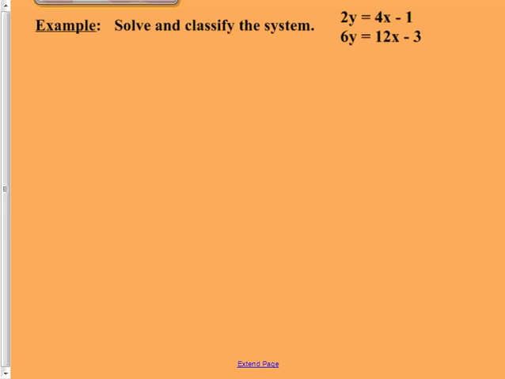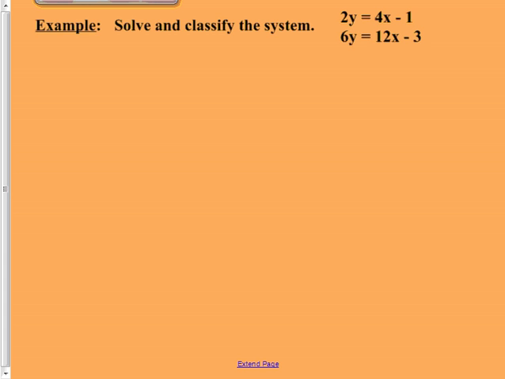Now I have a couple more examples here. I'd like you to copy them down and give them a try. You ought to be able to get to the solutions for this system as well as the next one, and then refer back to your notes on the 4 different categories, and that should allow you to classify the system based upon those definitions. The first system is 2y equals 4x minus 1, and the next equation is 6y equals 12x minus 3. Work through and solve this system, and then see which categories you think it fits.